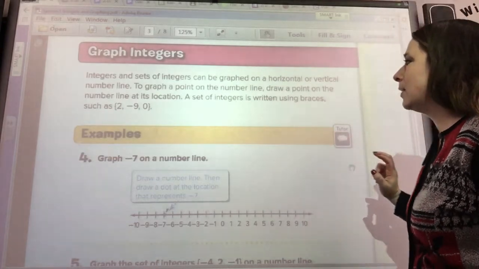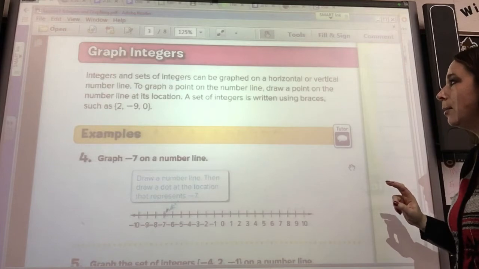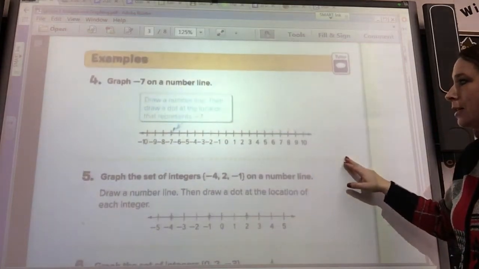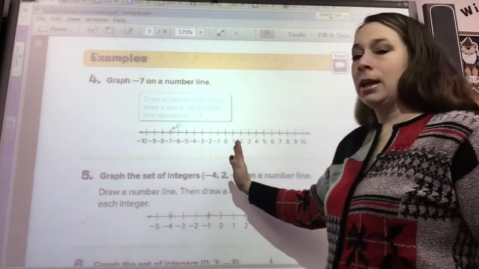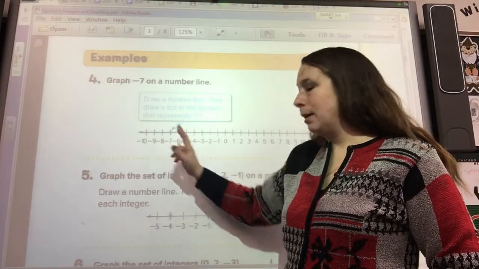Integers and sets of integers can be graphed on a horizontal or vertical number line. To graph a point in the number line, draw the point on the number line at its location. Okay, so they're going to give us this example here. Negative 7. Again, negative is to the left of 0. So you're going to go to the left, negative 7, and put your dot.